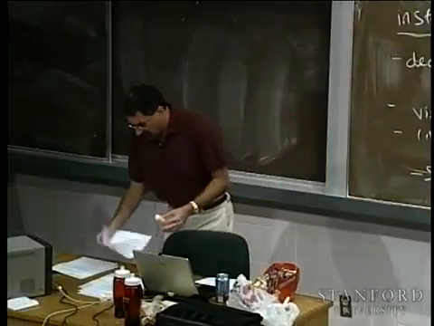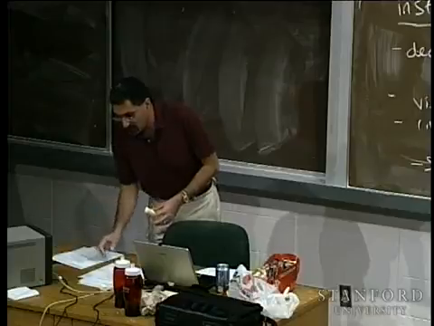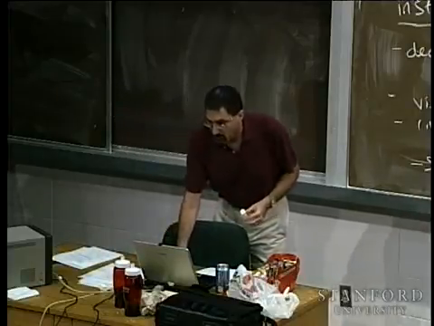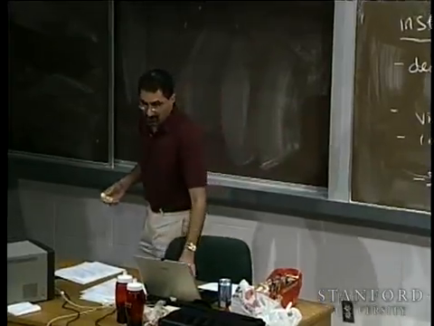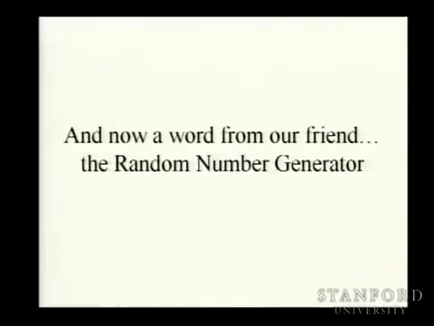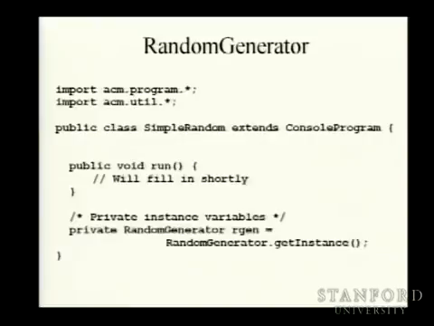All right, so given our little example with the water bottle, one thing we can think about is our little friend the random number generator. How do we use this as an instance variable inside a program? Okay? So if we have some program, I'll call this SimpleRandom, which just extends a ConsoleProgram. This is just a program that's going to generate random numbers. Here's my run method over here. I'm going to fill this in just a second.